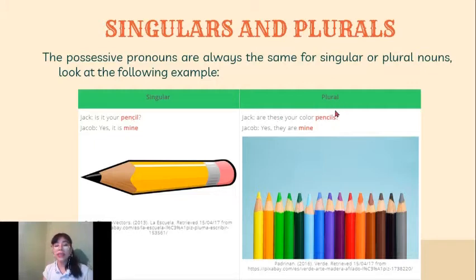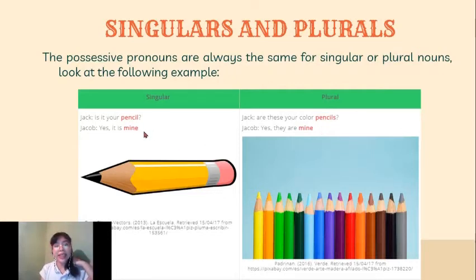Then we've got the words in plural. Are these your color pencils? In plural, pencils. Yes, they are mine. Okay, it's the same for singular nouns and for plural nouns.